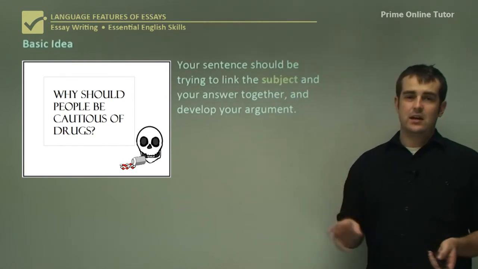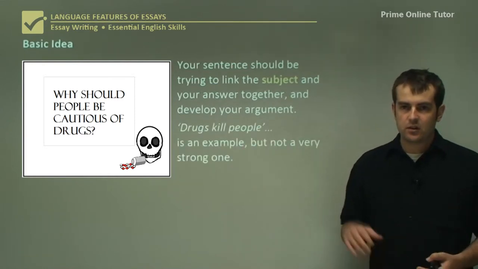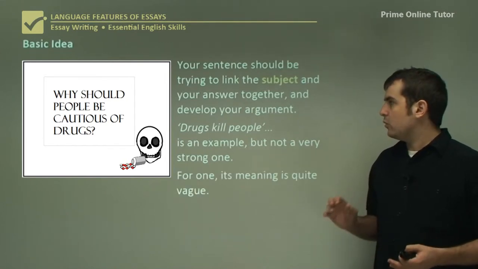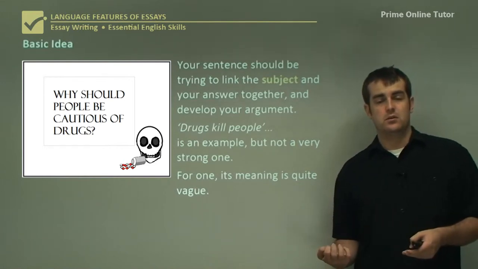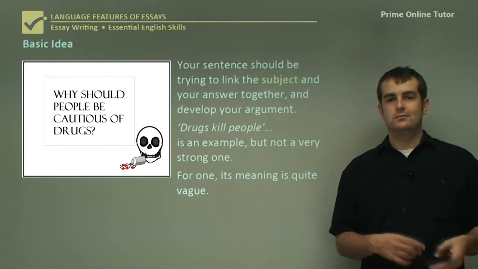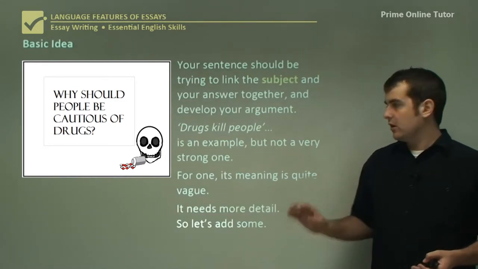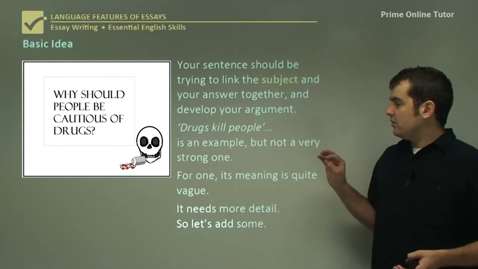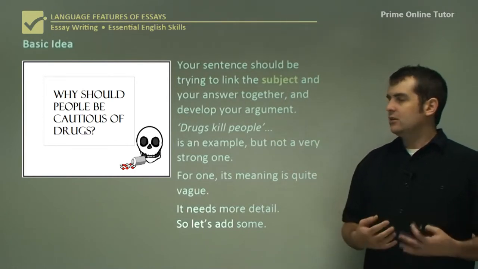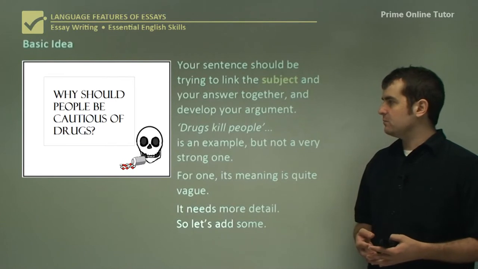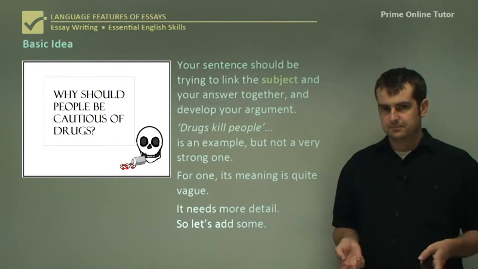So let's start with the basic answer. Okay, what's one reason people should be cautious of drugs? Drugs kill people. Now, it's an example, but it's not a very strong one. For one, its meaning is quite vague, and obviously there'll be a lot of questions, because you'll be saying, well, drugs sometimes don't kill people. You could go on for days about this. So it needs a lot more detail, and that's what we're going to look at adding. We need to expand on this idea of drugs kill people, develop that idea and connect it to the question, because that's not yet a reason people should be cautious of drugs. It needs a lot more detail to make it a complete answer.